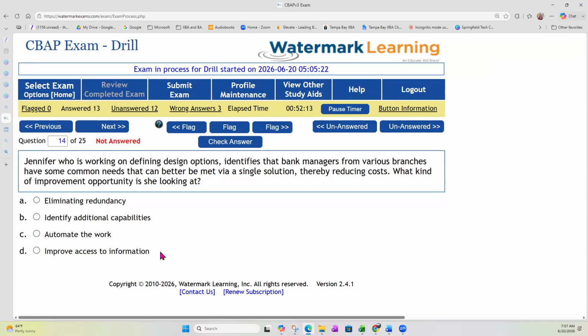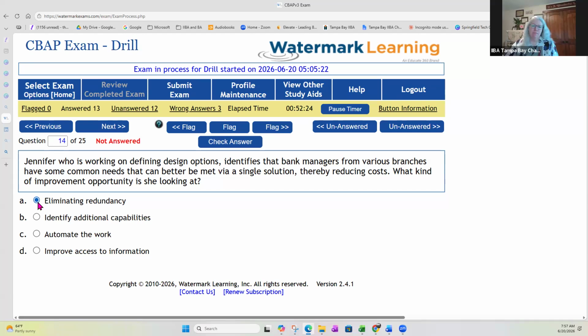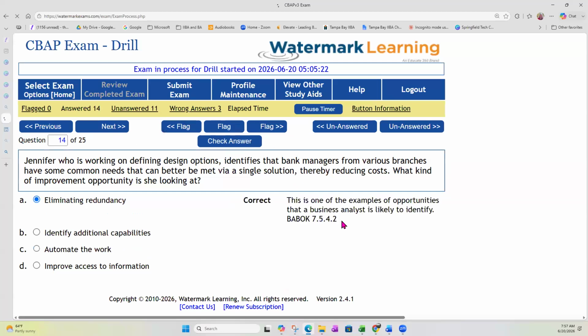Eliminate redundancy. They have common needs that can be met via a single solution. Okay. Yeah. Gabrielle, Amarachi, what do you think? It's A. Okay. Let's test A.